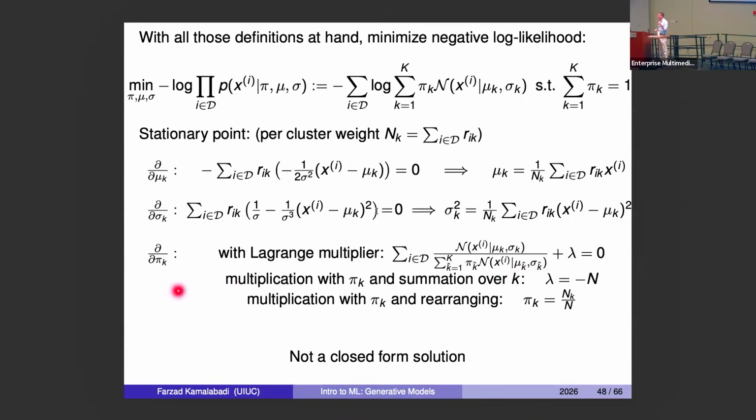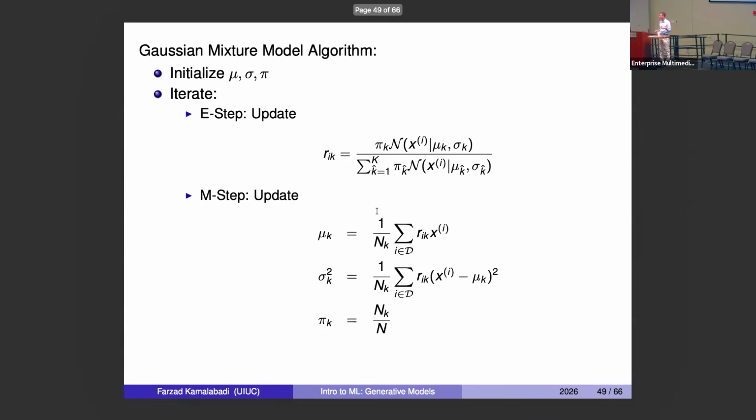And then finally, the Gaussian weights, these pi sub k's, you can use a Lagrange multiplier and solve for the pi sub k, which again is no surprise, what that comes out to be is n sub k over n. So the relative contribution of those Gaussian weights. It's not a closed form solution. It's not a problem because it already gives us an idea about how we can set up this alternating minimization.